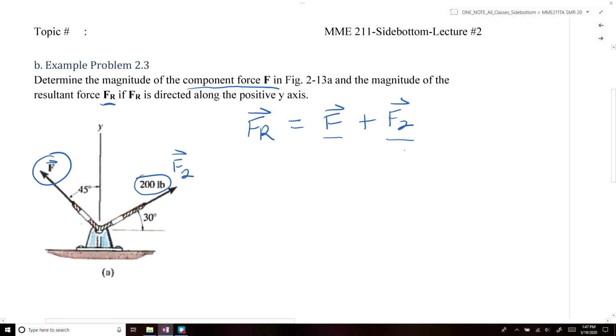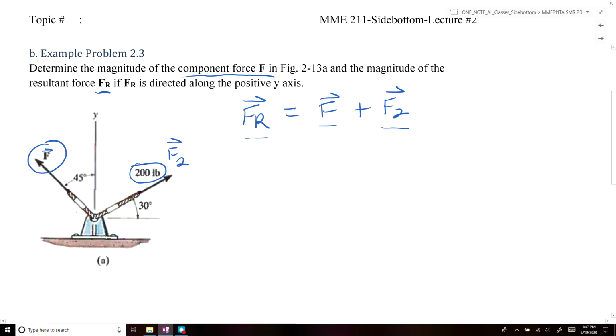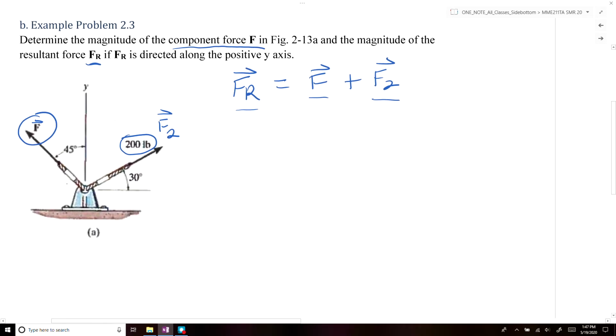What we're going to do is draw this triangle out geometrically in order to solve this equation, to figure out the magnitude of F of r and the magnitude of force F. We're going to start off by drawing our known force F2. We know that F2 acts at a 30-degree angle with the positive x-axis, and it has a magnitude of 200 pounds.